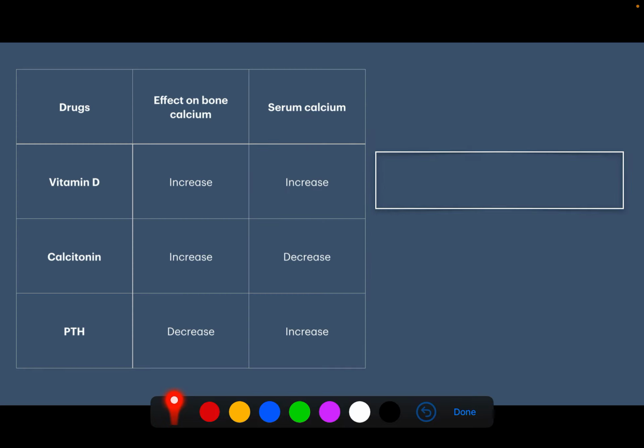Okay. So now the three things that we studied: vitamin D increases calcium in both bone and blood. Calcitonin increases calcium in bone but decreases it in blood, while parathyroid hormone decreases calcium in bone. We are concerned with these two only. So which drugs increase calcium in bone? Vitamin D and calcitonin. So both of them can be given for the treatment of osteoporosis.